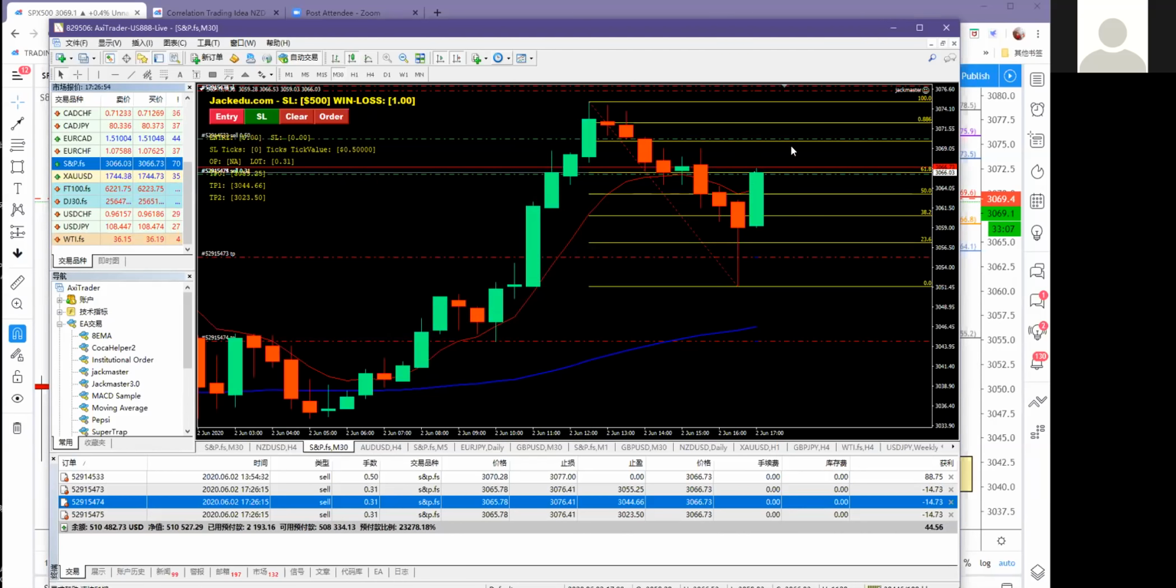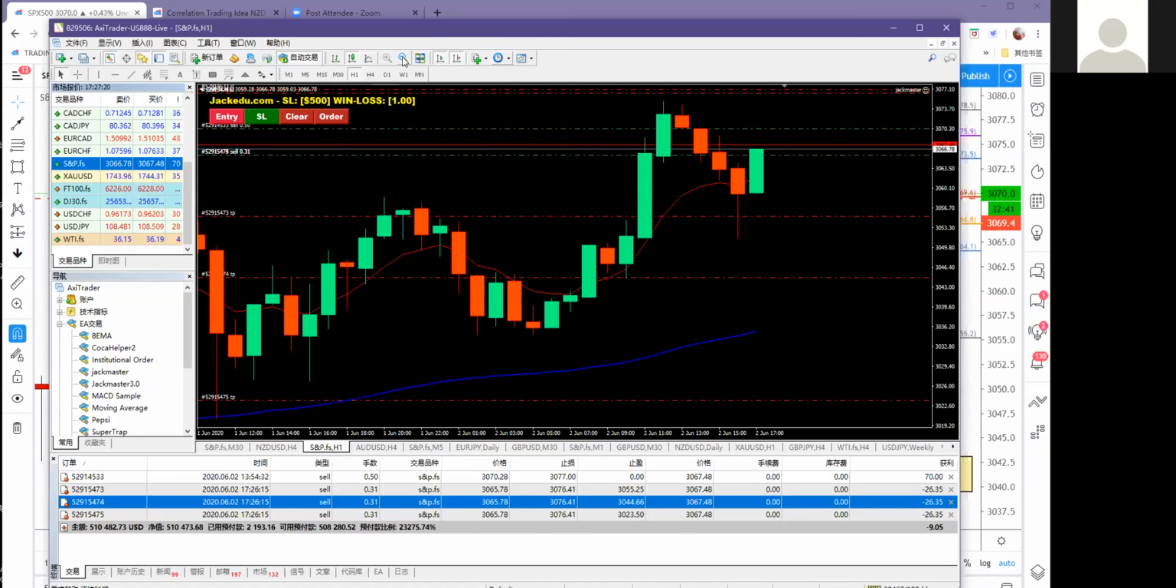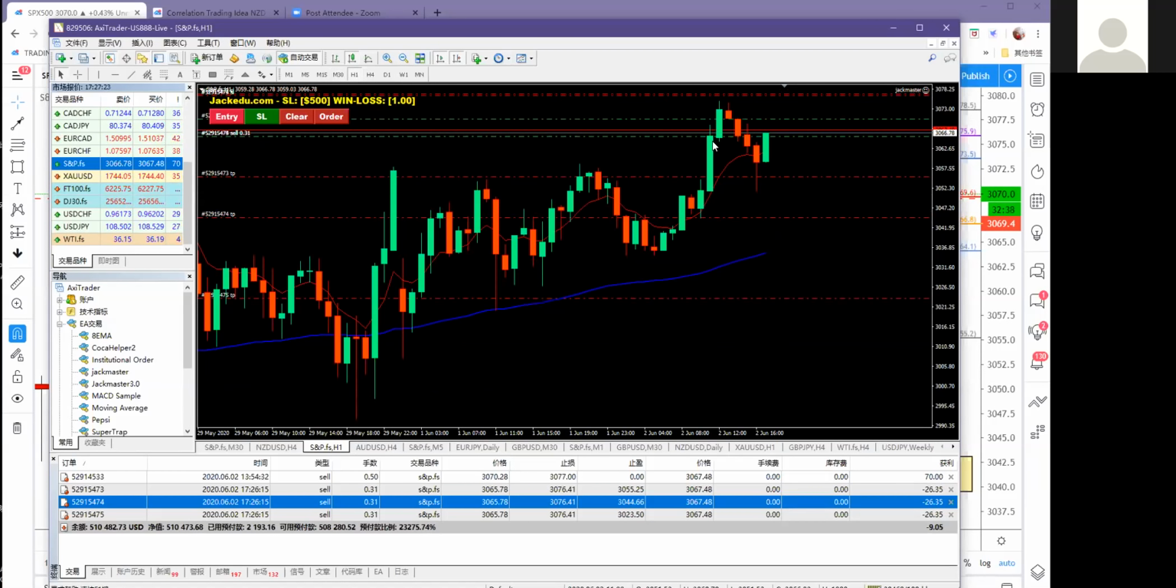And we recalculate with 45 shares. If my stop loss is at 3076, which is $10 away, because I sold at 3065, almost at 3066, then I'm risking $10 times 45 shares, which is $450. So that's how you calculate the lot size from the Jack Master. And you can see very good, the EA helps to set 3 TP levels, which are 1 to 1, 1 to 2, and 1 to 4.